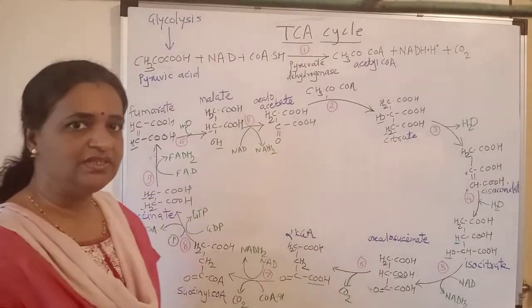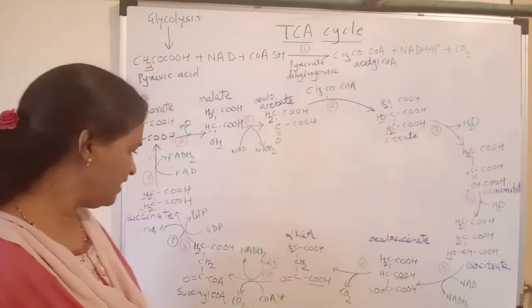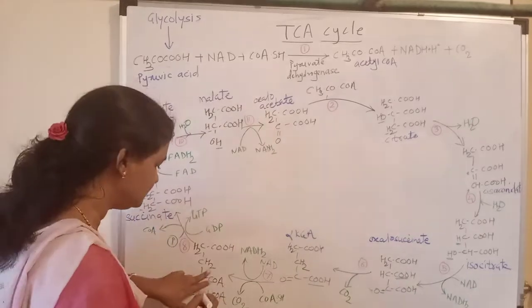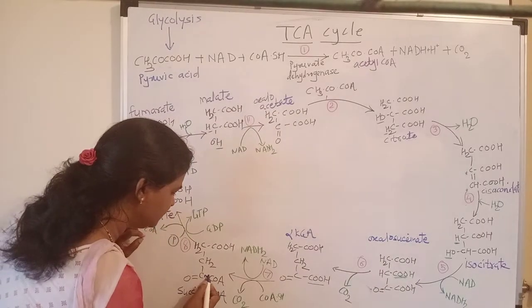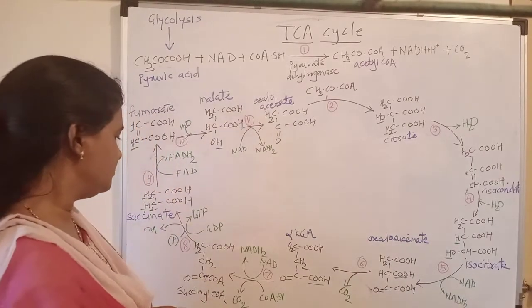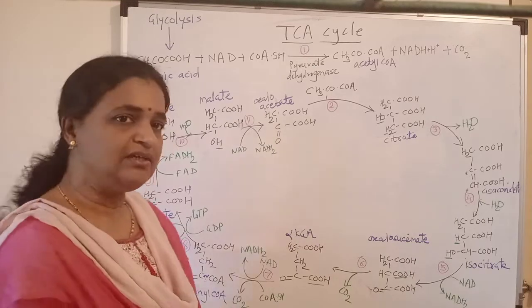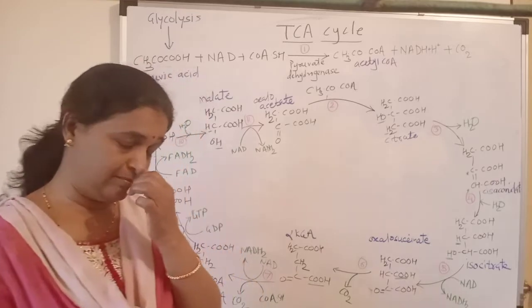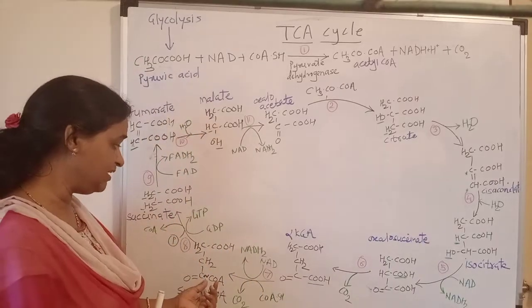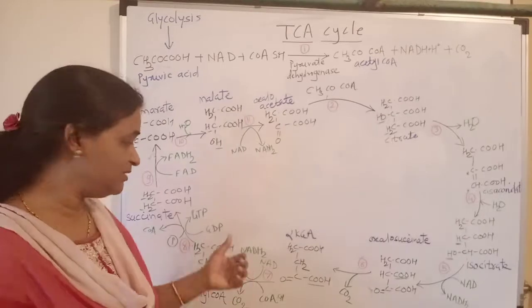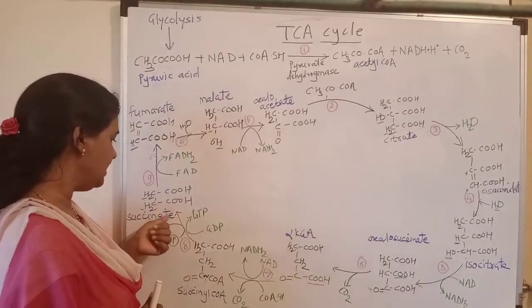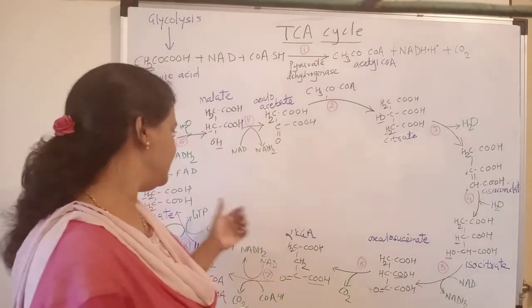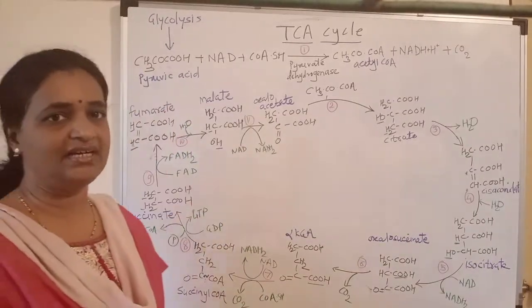Now this succinyl coenzyme A is one of the high energy compounds, as it consists of coenzyme A attached by a thiol ester linkage. This is a thiol ester high energy bond. Now this succinyl coenzyme A undergoes phosphorylation. There is removal of energy bound by coenzyme A. This is accepted, GDP is converted to GTP, and succinyl coenzyme A is converted to succinate. Then this succinate undergoes dehydrogenation.